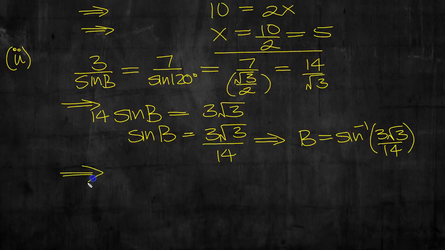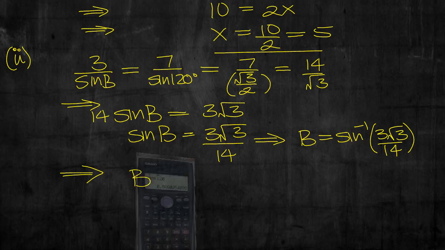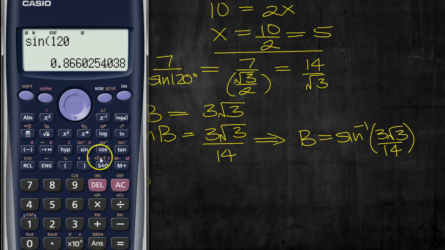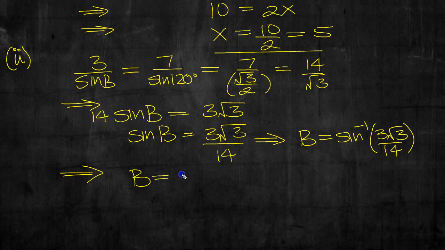So that tells us then, just do shift sine of 3 times root 3 on top. 3 times root 3, close the root 3 bracket, divided by 14, bracket, equals 21.78. So 21.8 I'm going to do. 21.8 degrees. I'll do it to 1 dp.